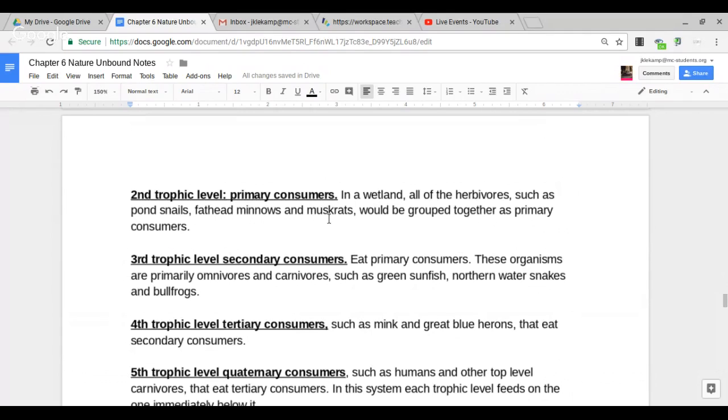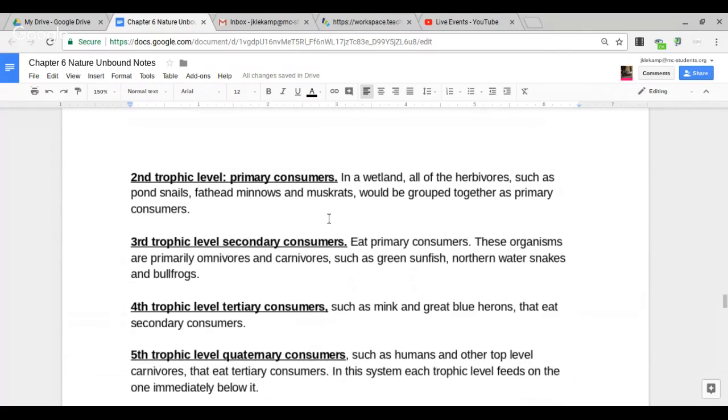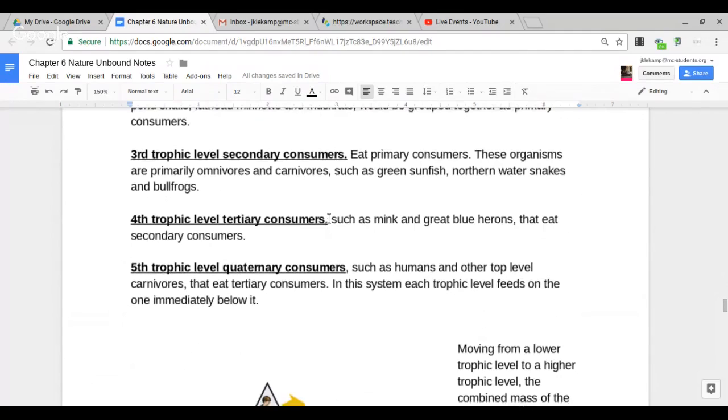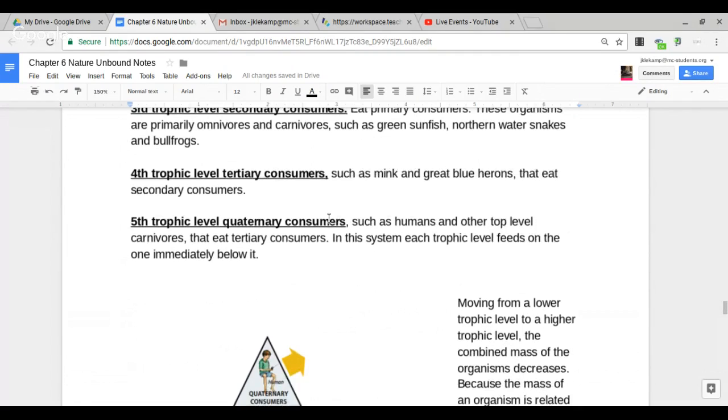The third trophic level is a secondary consumer. They're going to eat the primary consumers. So they tend to be omnivores or carnivores, and they're going to eat the level below them. So they're going to eat the herbivores. The fourth trophic level is the tertiary consumer, and they are going to eat the secondary consumers. They tend to be only carnivores at the next two levels, the fourth and fifth trophic level.